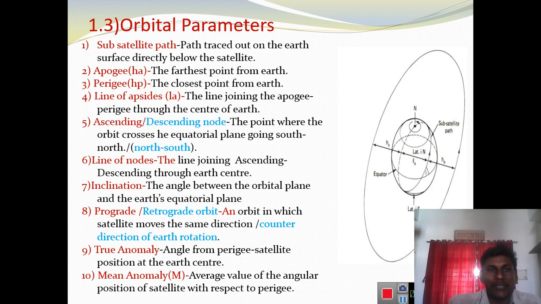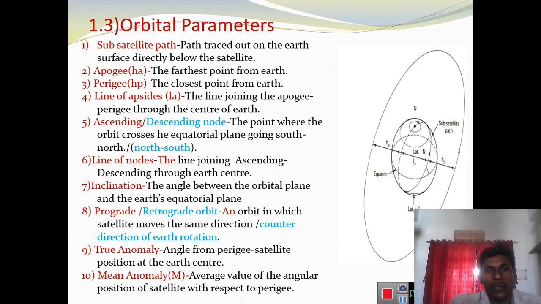The very first one is the sub-satellite path. How do we define the path that we can trace on the Earth's surface below the satellite? For example, if the satellite is placed in low Earth orbit, we must know the exact location on the Earth's surface. It is somewhat like taking a satellite image of the Earth, where you can measure the particular path distance.